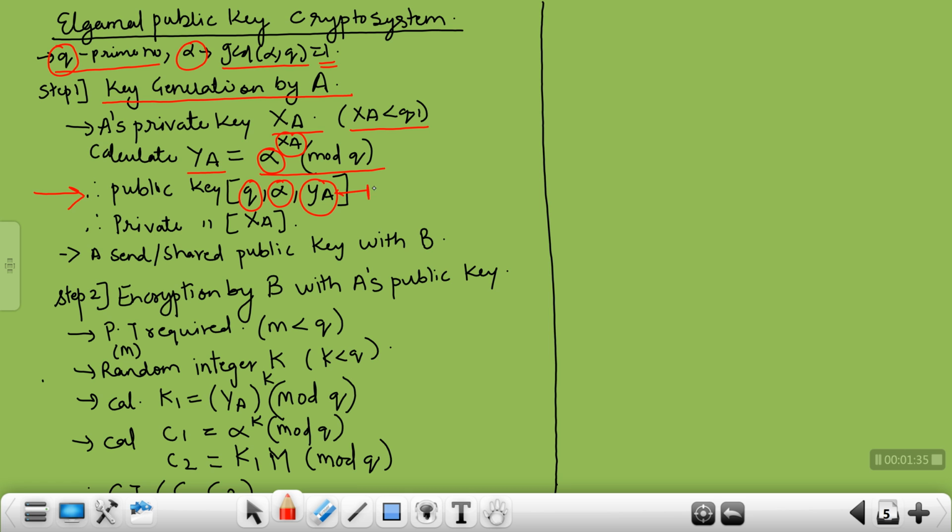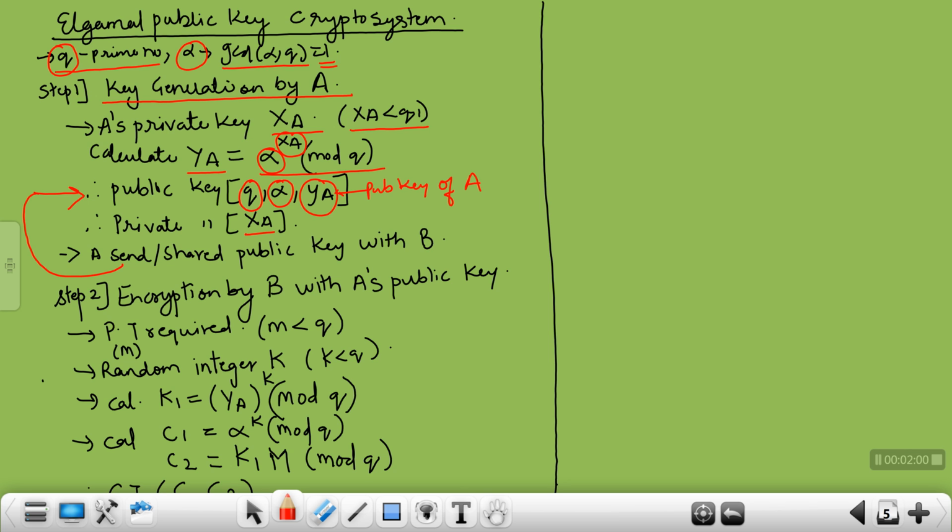This is nothing but the public key of A, so it will be known to all of you. What will not be known, that will be private. That private value is nothing but XA, the value that we have chosen. Now A is going to send this public key to B. He is going to share it with B.